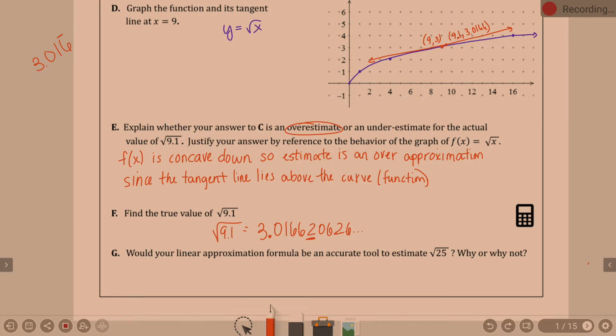Let's talk about your linear. What is our linear approximation formula? I don't remember. That's our tangent line. Linear approximation formula is what we did up on part B, C, something like that. That is our tangent line. All right.